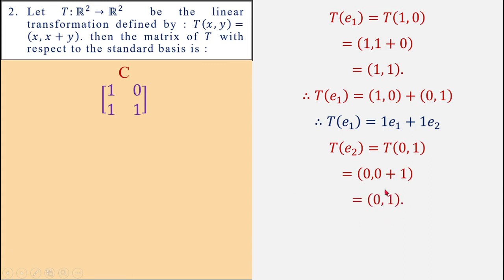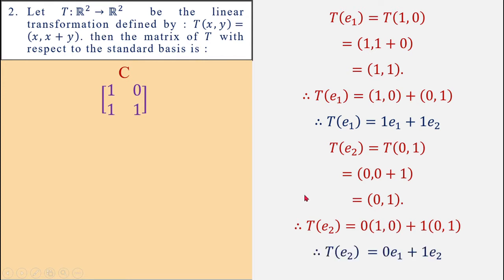Now you have to express it as a linear combination of the standard basis vectors of the codomain. That means you have to express it as a linear combination of (1, 0) and (0, 1). So it can be written as 0 times (1, 0) plus 1 times (0, 1). This (1, 0) is nothing but again the E1 vector, and (0, 1) is the E2 vector. So we will get T of E2 vector is equal to 0 times E1 vector plus 1 times E2 vector.